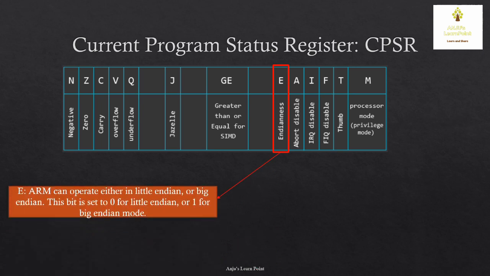Next is the E bit, which represents the endianness. Endianness is already discussed. It tells whether it is little endian or big endian. So ARM can operate in either little endian or big endian. This bit will be set to 0 for little endian memory organization and 1 for big endian mode.